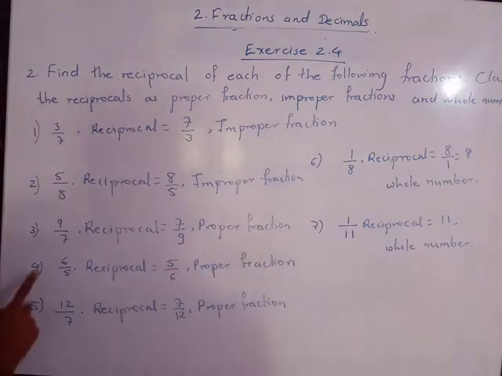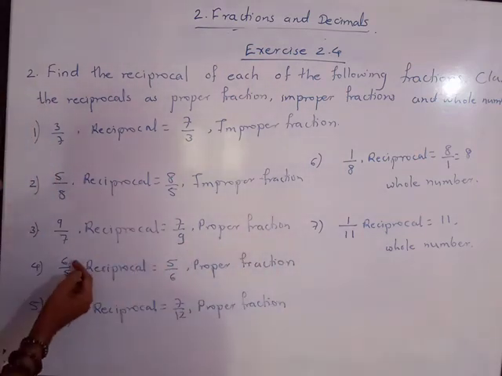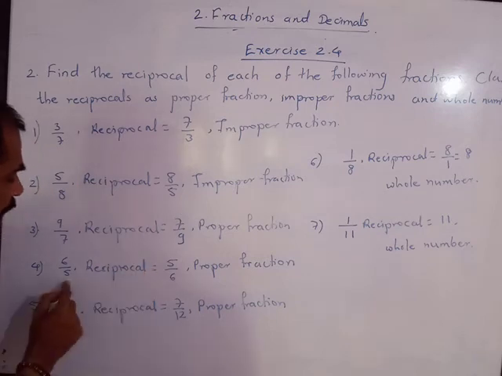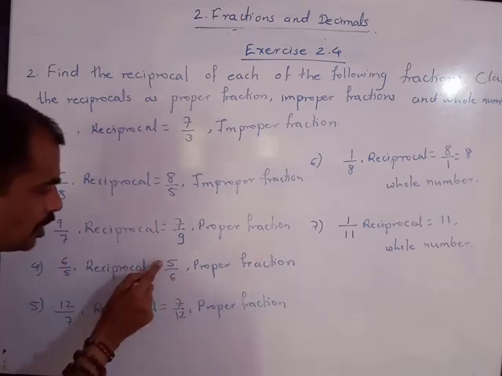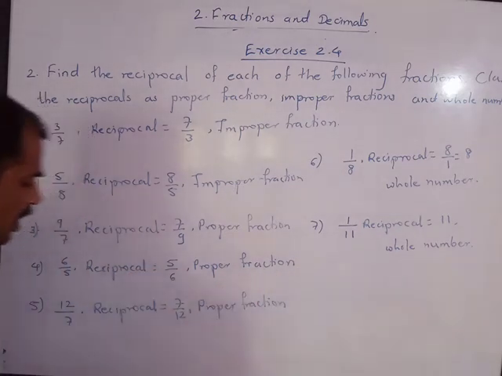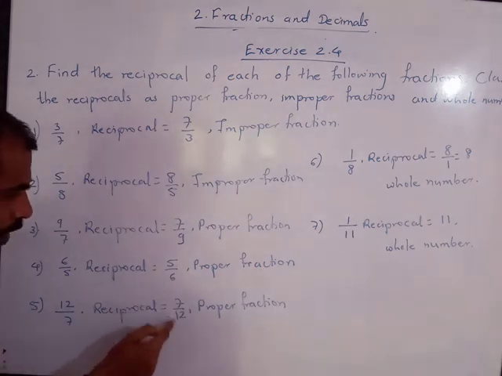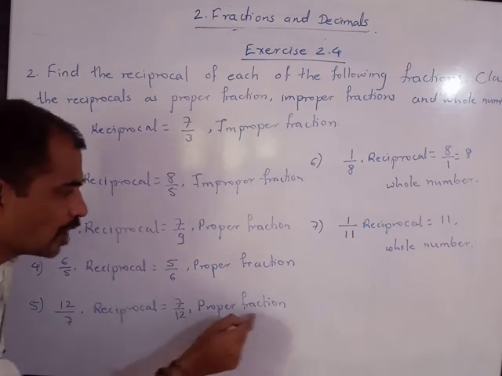Next is 6 upon 5. We have to write numerator at the denominator, denominator at the numerator. So reciprocal becomes 5 upon 6, and since numerator is smaller, it is a proper fraction. Next is 12 upon 7. Reciprocal is 7 upon 12. Numerator is smaller, so this is also a proper fraction.